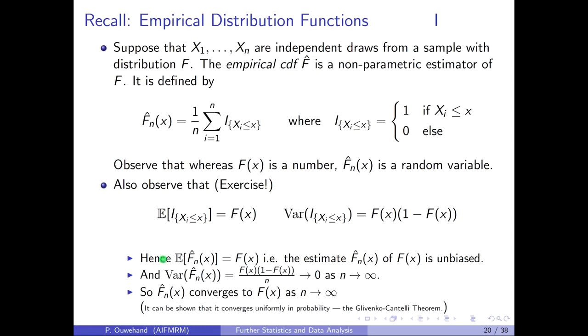It follows in particular that the expected value of F hat is equal to F. In other words, F hat n of x is an unbiased estimate of F of x, and the variance of F hat n of x is equal to F of x times 1 minus F of x over n, and that will go to 0 as n goes to infinity. This means that the random variable F hat of x is a random variable whose mean is F of x and whose variance goes to 0 as n goes to infinity. In other words, the random variable lies closer and closer to F of x as the sample size increases, in other words, as n goes to infinity.